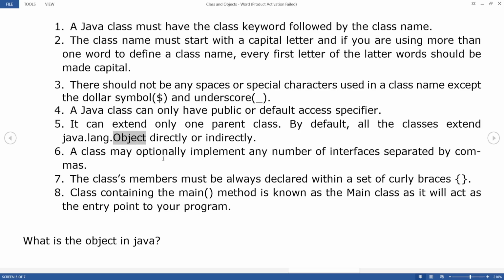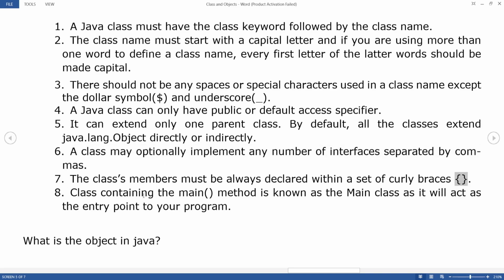A class may optionally implement any number of interfaces separated by commas. So this we will understand when we create the interface and all the things. Okay, the class members must always be declared within a set of curly brackets. So whatever things we are declaring in the class, like methods and constructors, should be within the body.